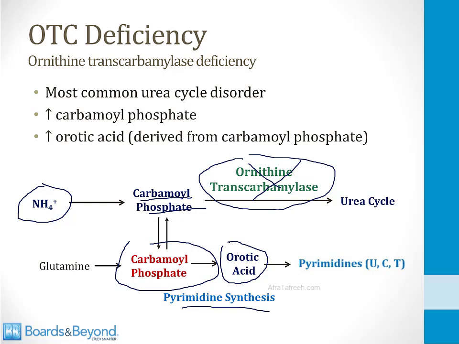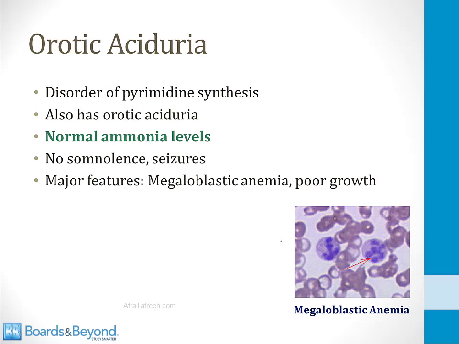Therefore, when you have an OTC deficiency, in addition to high levels of carbamoyl phosphate and high levels of ammonia, you will also see high levels of orotic acid. And you don't want to confuse an OTC deficiency with another condition called orotic aciduria. This is a disorder of pyrimidine synthesis that I discuss in the videos on pyrimidine metabolism. It also has high levels of orotic acid in the urine and in the blood.